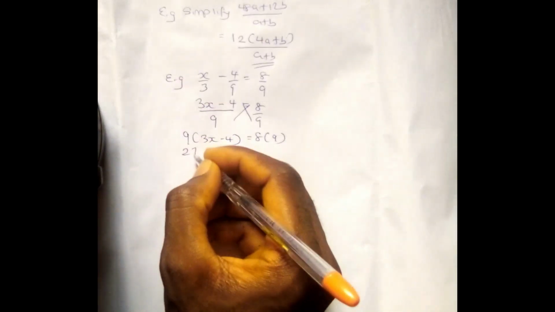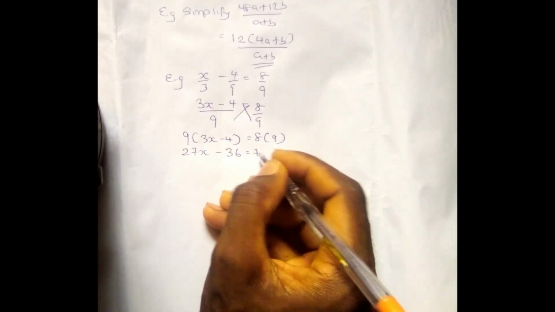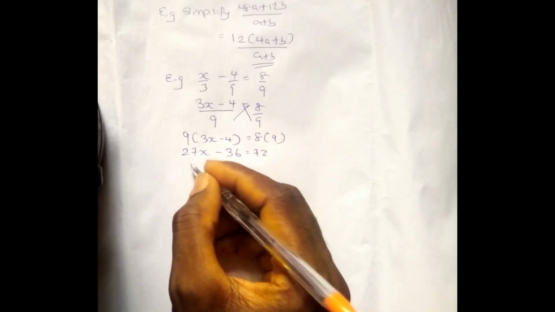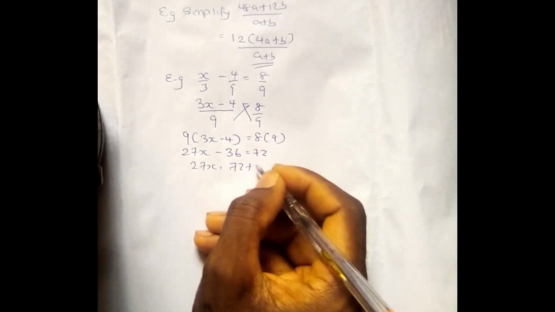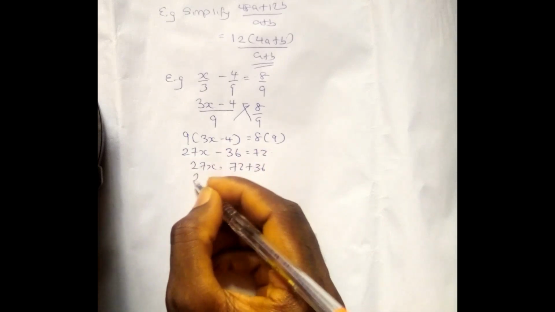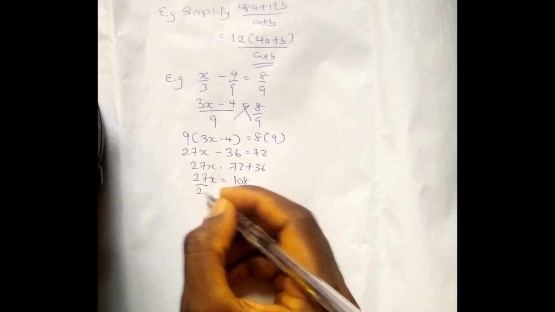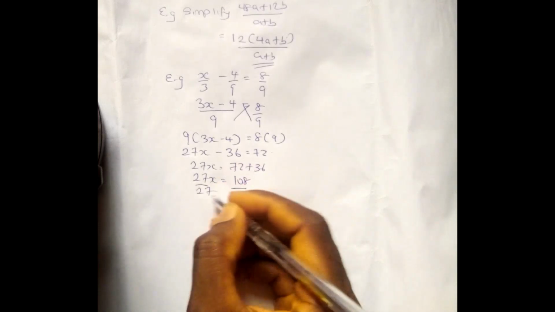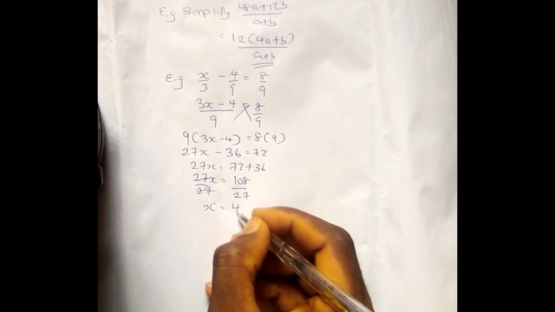9 times 3x will give us 27x minus 36. Then 27x is equal to 72 plus 36, since the minus 36 goes over and turns to plus 36. And 27x is equal to 108. Divide both sides by 27. This will cancel out, and x equals what? When you divide, you get 4 as your answer.